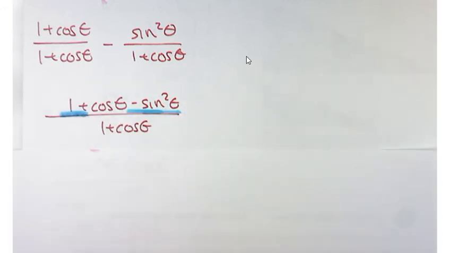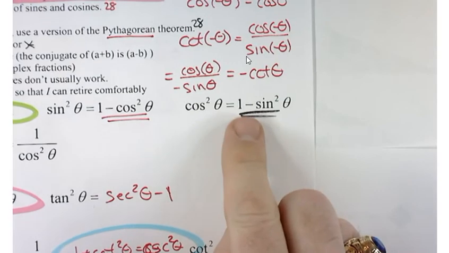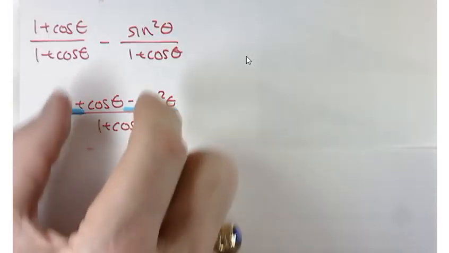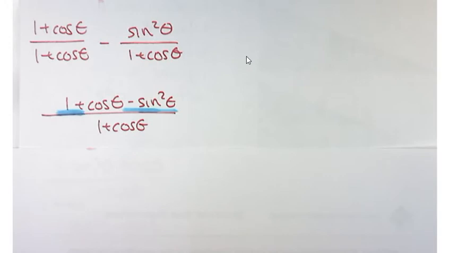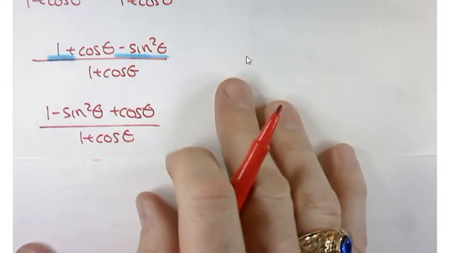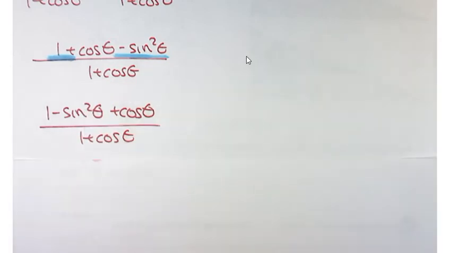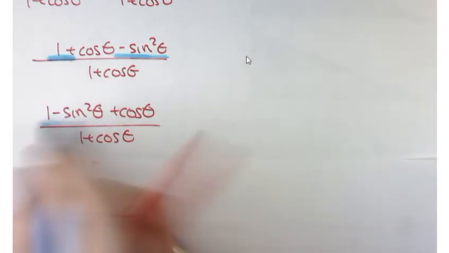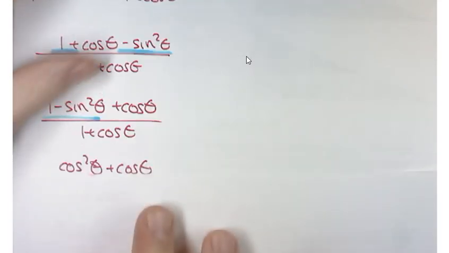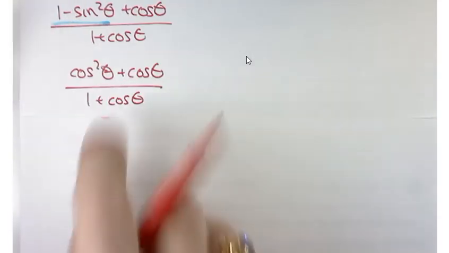sine squared of theta. What's 1 minus sine squared of theta equal? Cosine squared, right? Cosine squared is equal to 1 minus sine squared. So I can replace those two with a cosine squared of theta. So let's do that. There it is. Here I rearranged it a little bit to make it more clear. But 1 minus sine squared of theta equals cosine squared of theta, which I've got down here. Still have the same denominator.